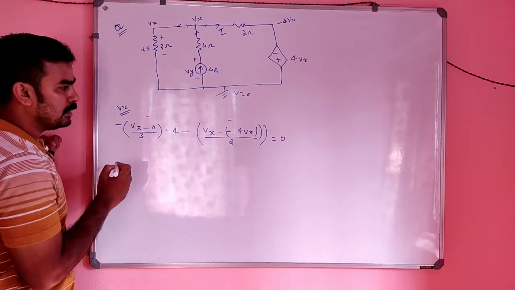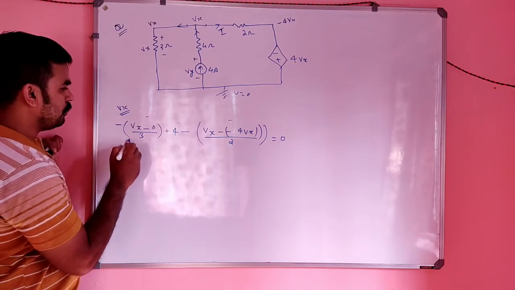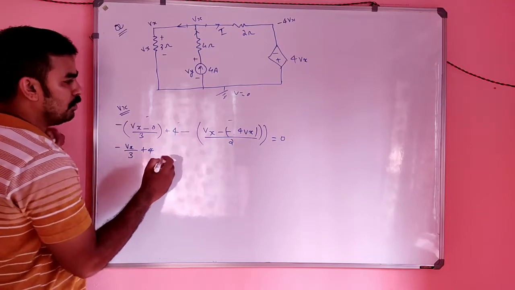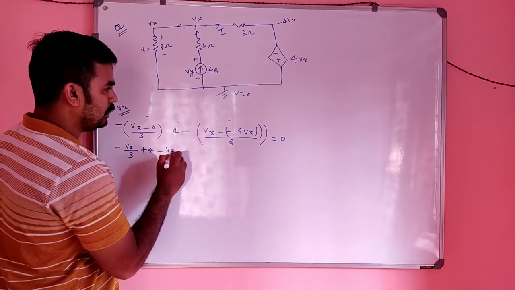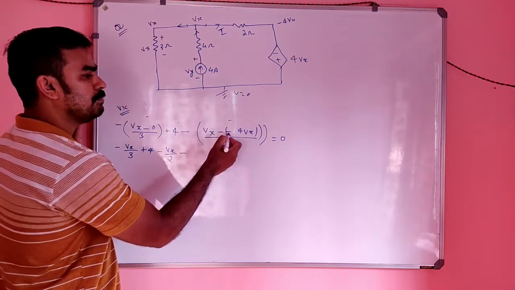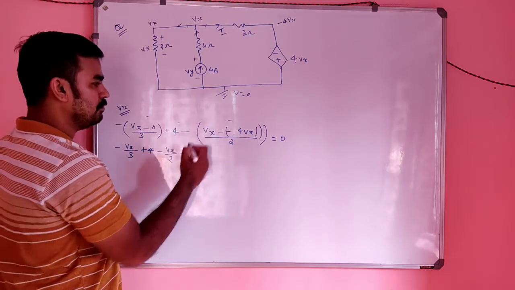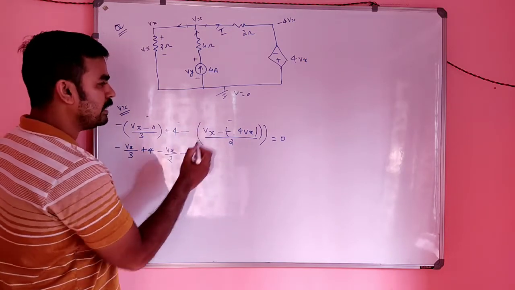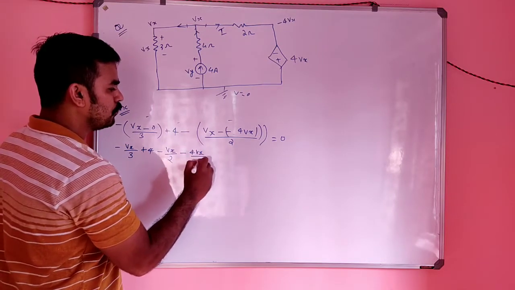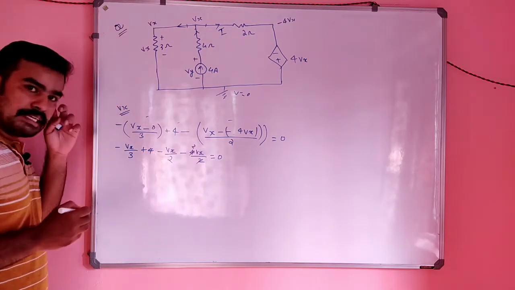It is minus Vx by 3 plus 4, or simply it becomes minus Vx by 2. Then minus and minus will be plus inside, and taking it outside it will again be minus. So minus 4Vx by 2, and 4 and 2 get cancelled, it becomes simply 2Vx equal to 0.